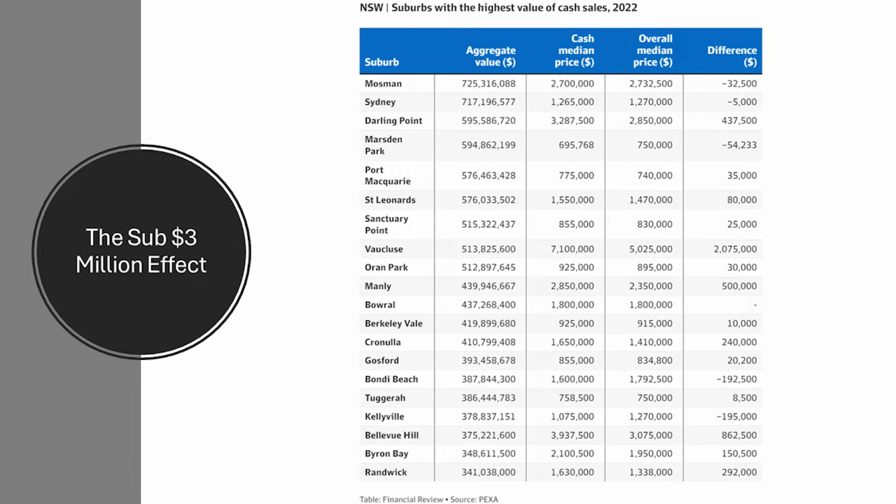You'll notice here, and Sydneysiders will know this: Mosman, Darling Point, St Leonards, Vaucluse, Manly, Bowral, Cronulla, Bondi, Bellevue Hill, Kellyville, and Randwick. That's around half of the suburbs in this list, and they are all well above $3 million if you're looking at houses. The people paying cash are often the house buyers, not the unit buyers in these suburbs.